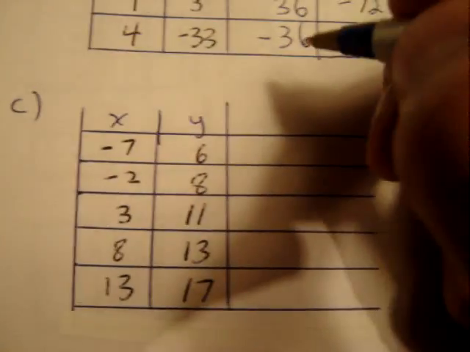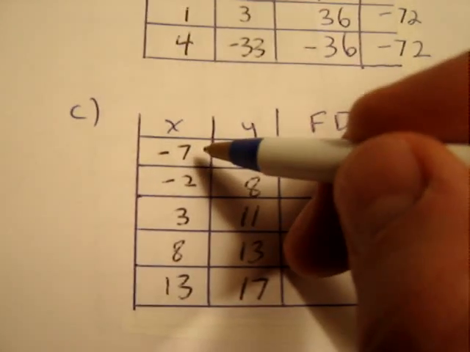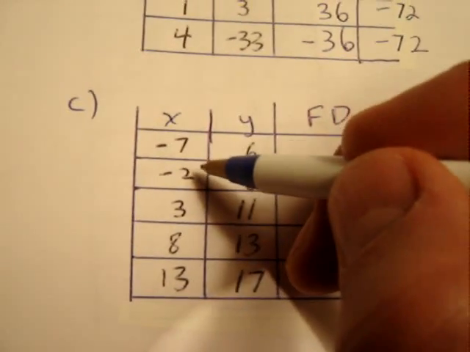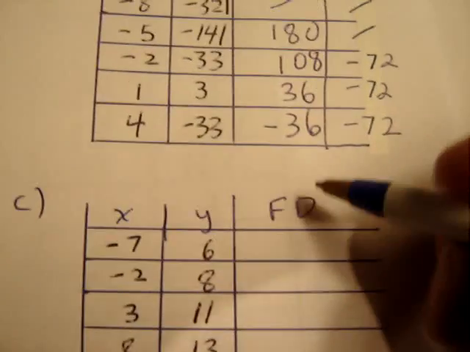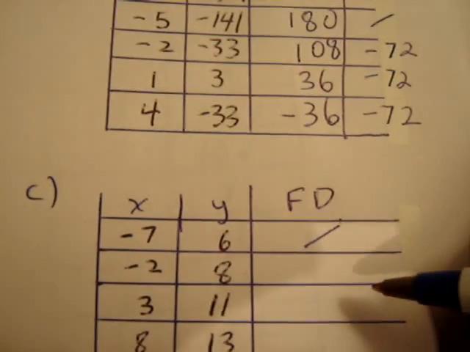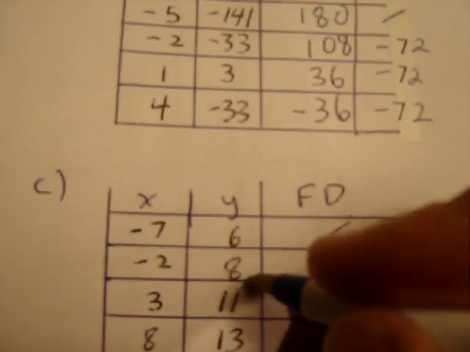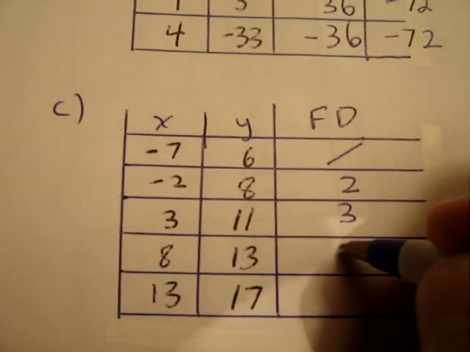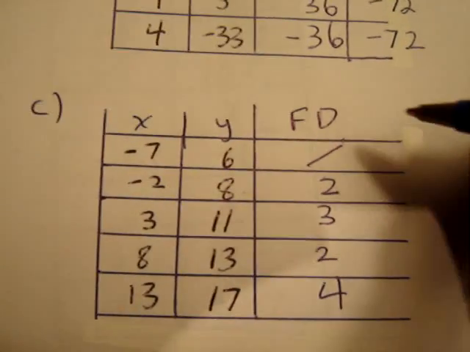Finally, our last one, we make a first differences column, and we check to make sure that all our x entries are increasing by the same amount. In this case, they're all increasing by 5. The first differences entry is blank. 8 minus 6 is 2. 11 minus 8 is 3. 13 minus 11 is 2. 17 minus 13 is 4.